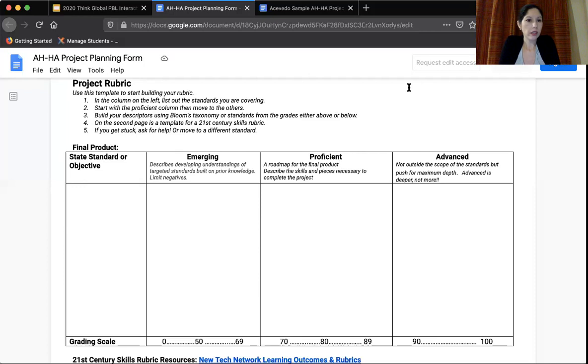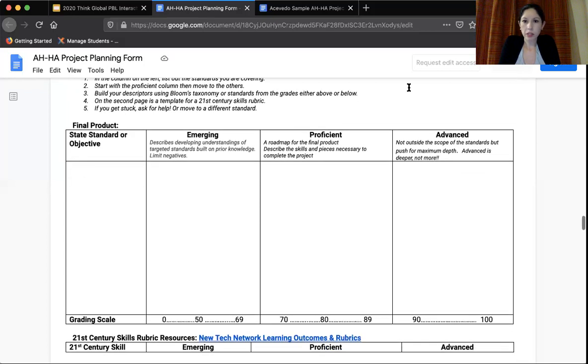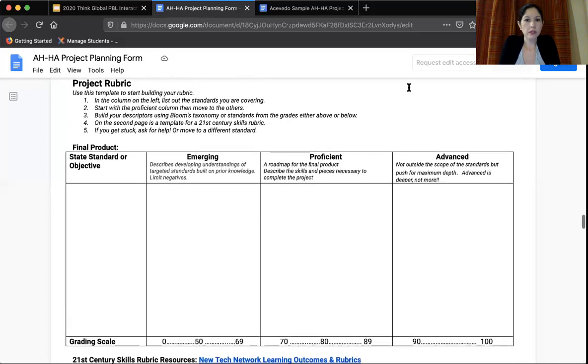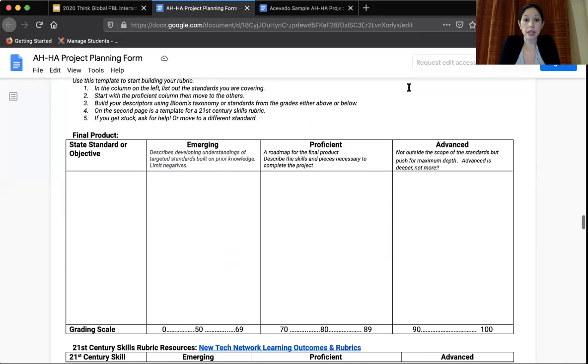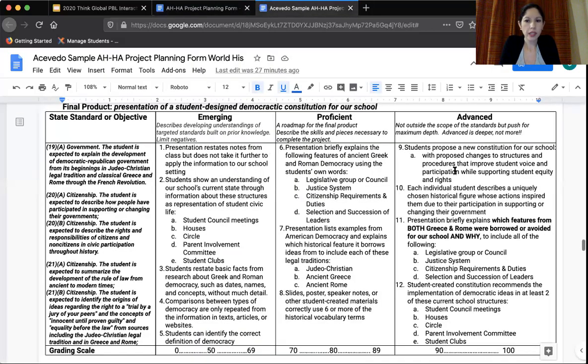So what we see here is a project rubric template that you're going to be using from your project planning form. And I'm going to be showing you one that's creating the same process in the same place. So here's my sample, and it's already been filled out. I'm going to walk us through it.